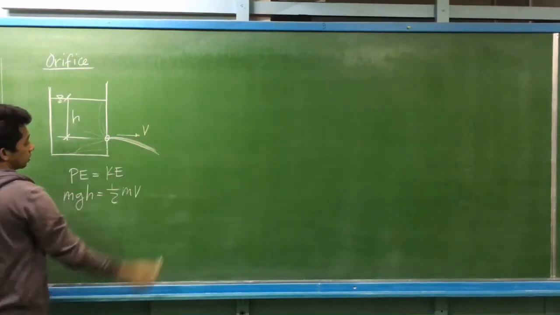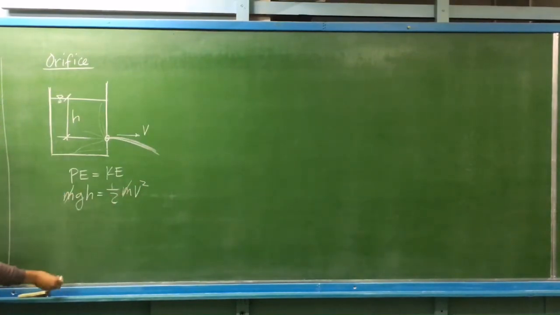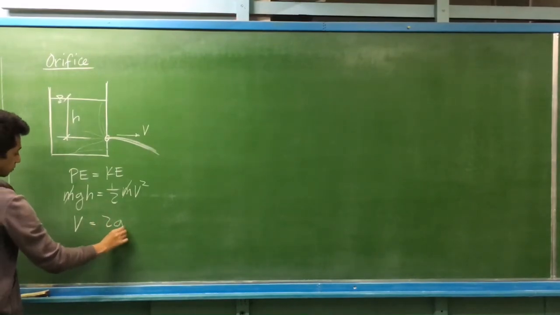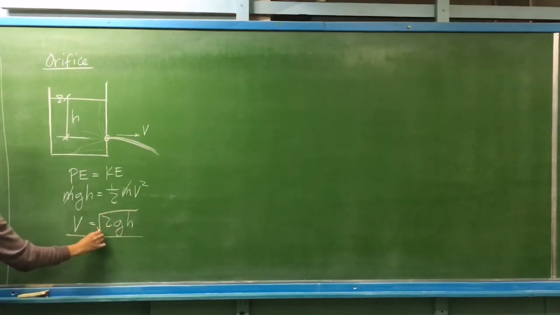What will be the velocity of flow? If we have to compute for the value of the velocity, velocity is now equal to 2gh. Alright, then square root. This is the square root of 2gh.